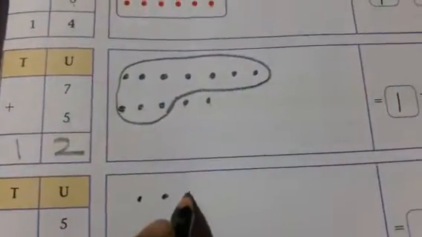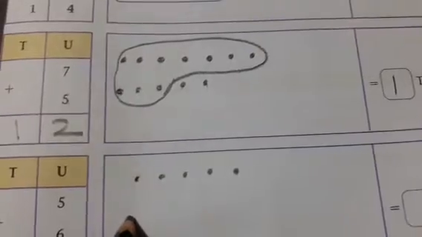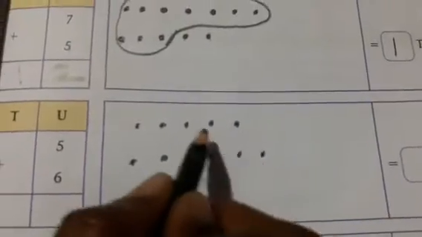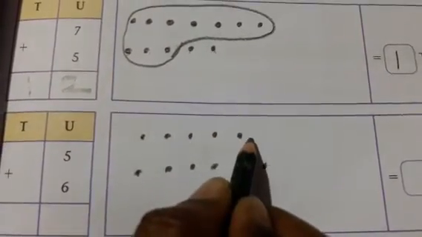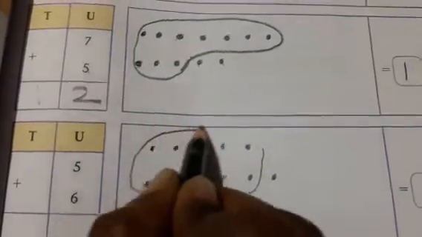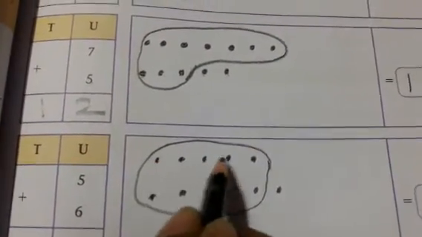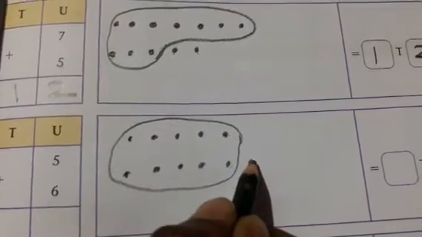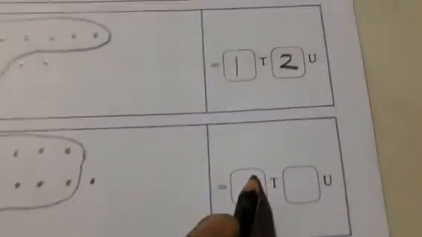Now next, 5 units plus 6 units. So draw 5 dots. 1, 2, 3, 4, 5. And here next 6 dots. 1, 2, 3, 4, 5, 6. Now make a group of 10 beads. Here 5 and this 5 means this is the 10. 1, 2, 3, 4, 5, 6, 7, 8, 9, 10. Now this means 1 ten and 1 unit. So write down here 1 ten and 1 unit means 11. Means 5 plus 6 means 11. 11 means 1 ten and 1 unit.